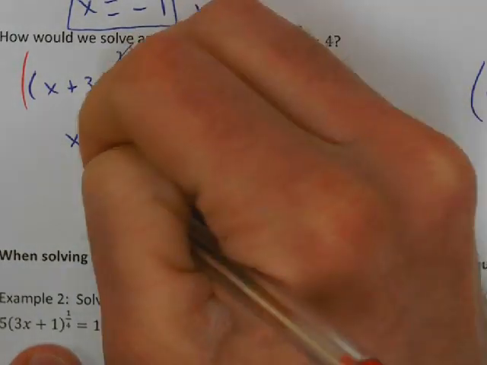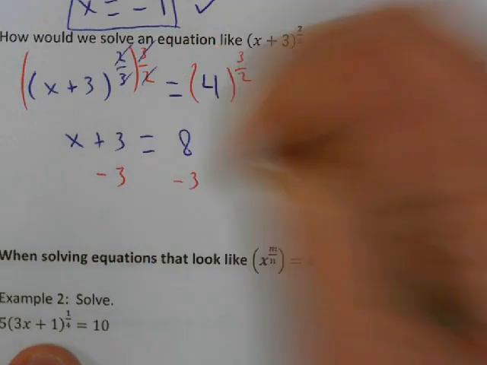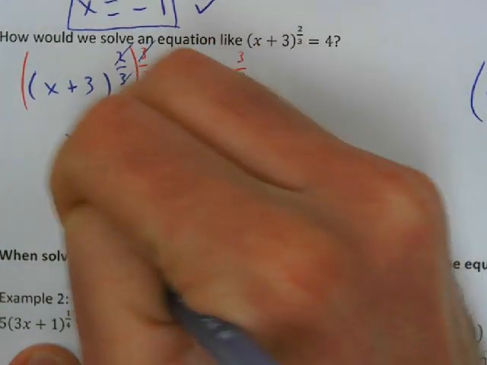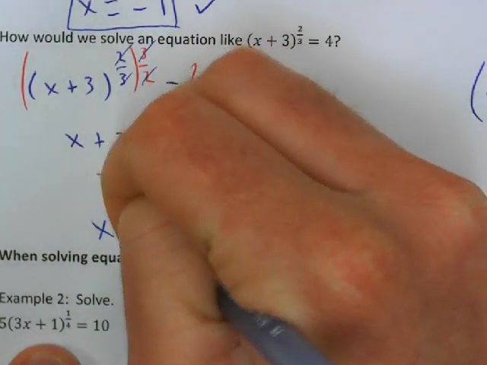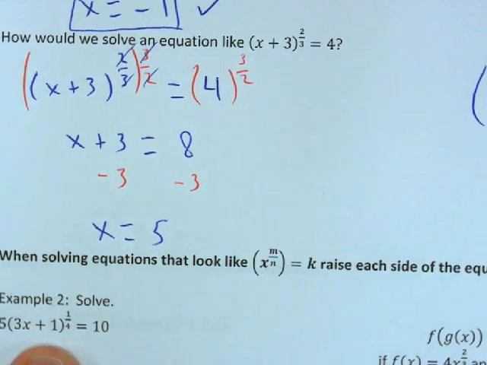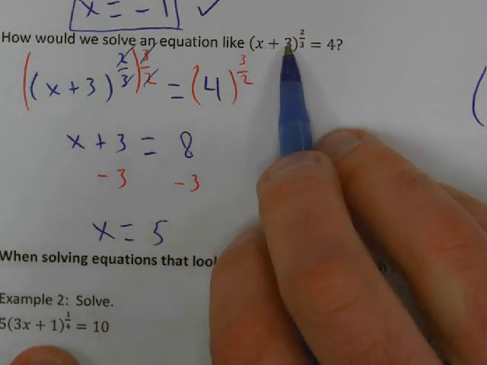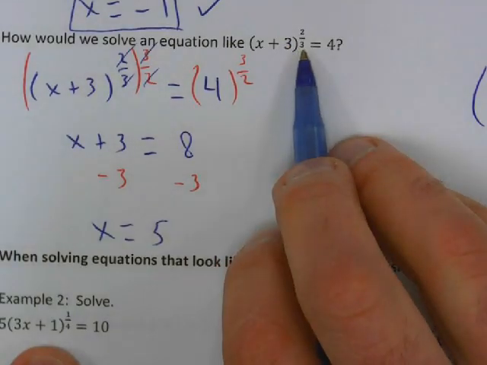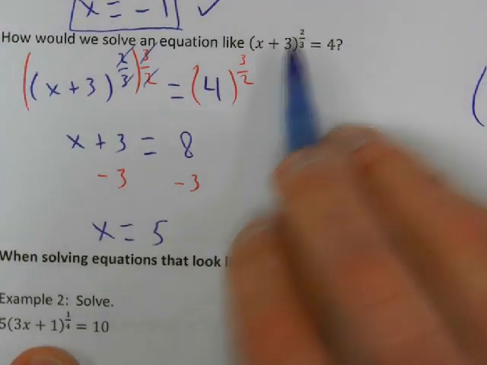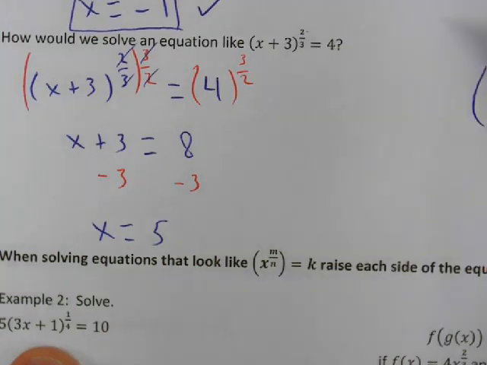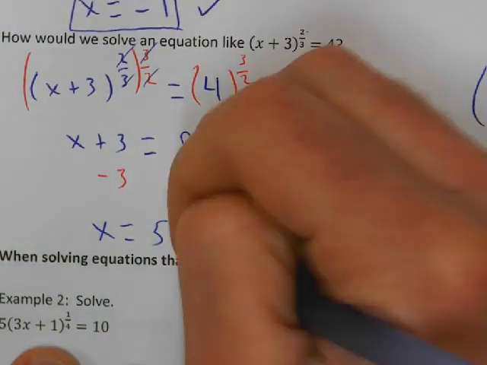Okay, last step, subtract 3 from both sides. And we get x equals 5. All right, so then there's our answer. Okay, and again, check that. What's 5 plus 3? 8. What's the cube root of 8? 2 raised to the 2nd power is 4. So then, yeah, it does work. So this is our answer.